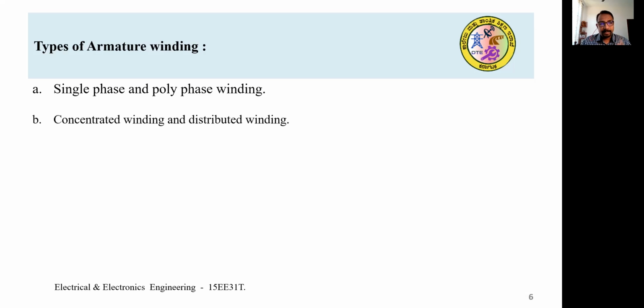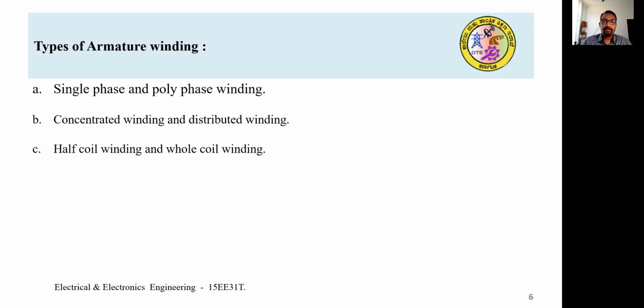Second, it may be a concentrated winding or it may be a distributed winding. In the case of an alternator, the conductors are concentrated in one slot or may be distributed in various slots. The major disadvantage of a concentrated winding is that maybe we get a larger quantity of induced voltage, but higher order harmonics will change the wave shape of the sine wave. So in order to avoid that, we go for a distributed winding.